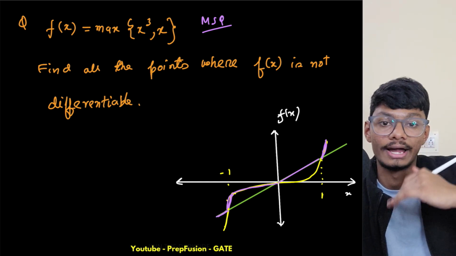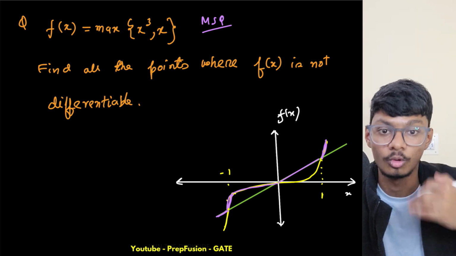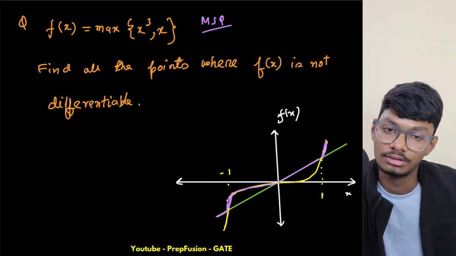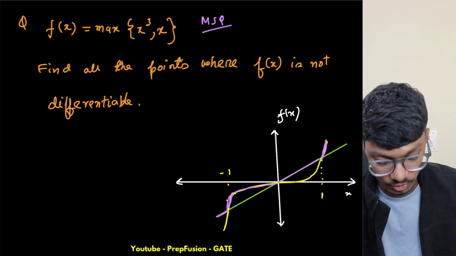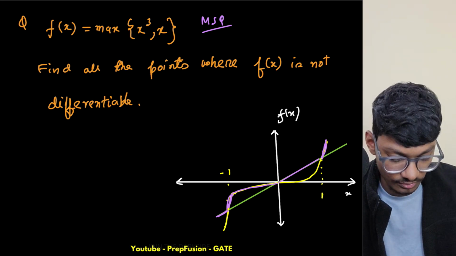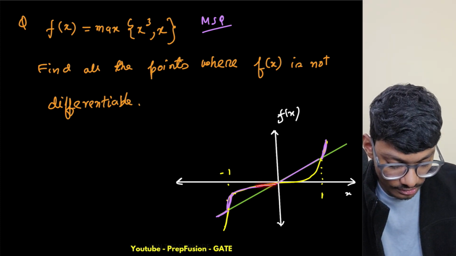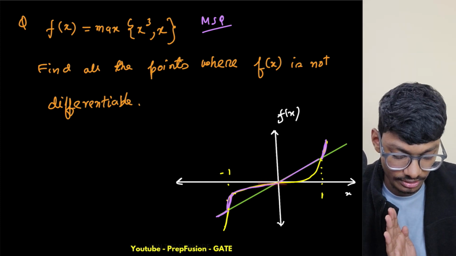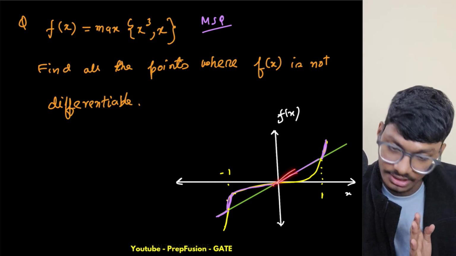Maximum means the higher value, the more positive value. So this is greater than the yellow graph, so this is more positive. So my graph will look something like this. What I can observe, if I am moving from here, suddenly my slope is changing. It is going towards 0 here, like I will prove it to you, but suddenly it is changing over here.